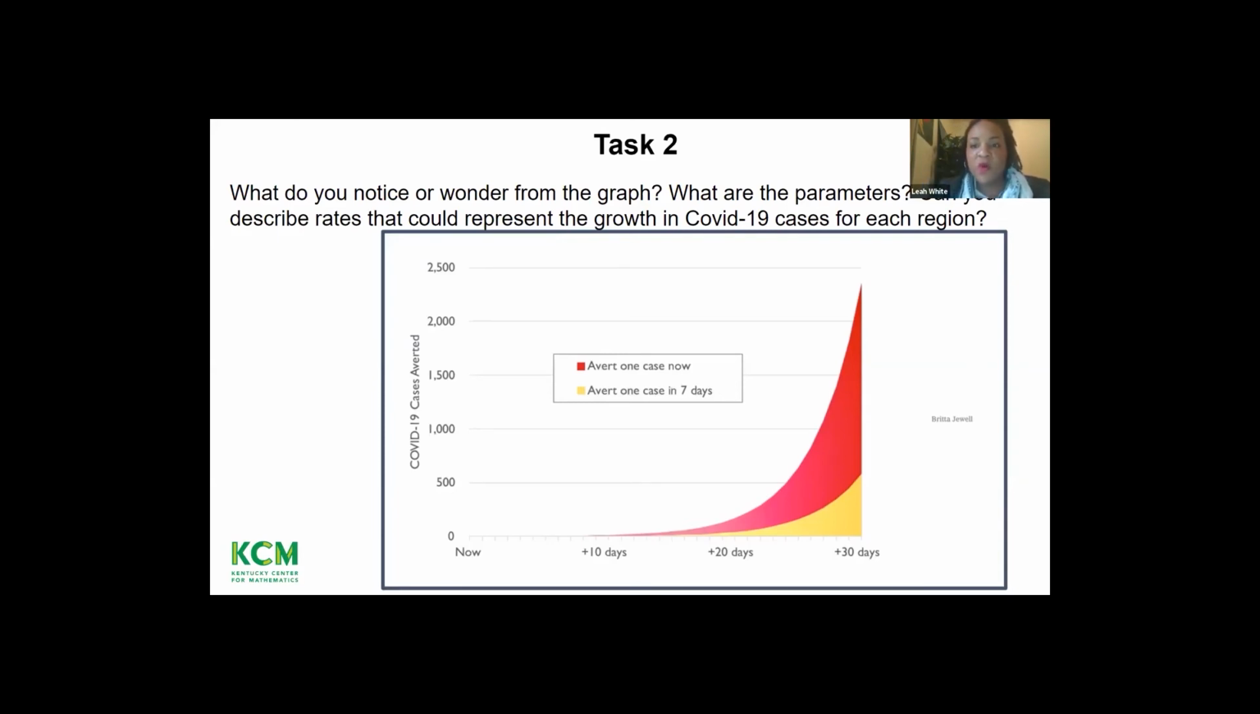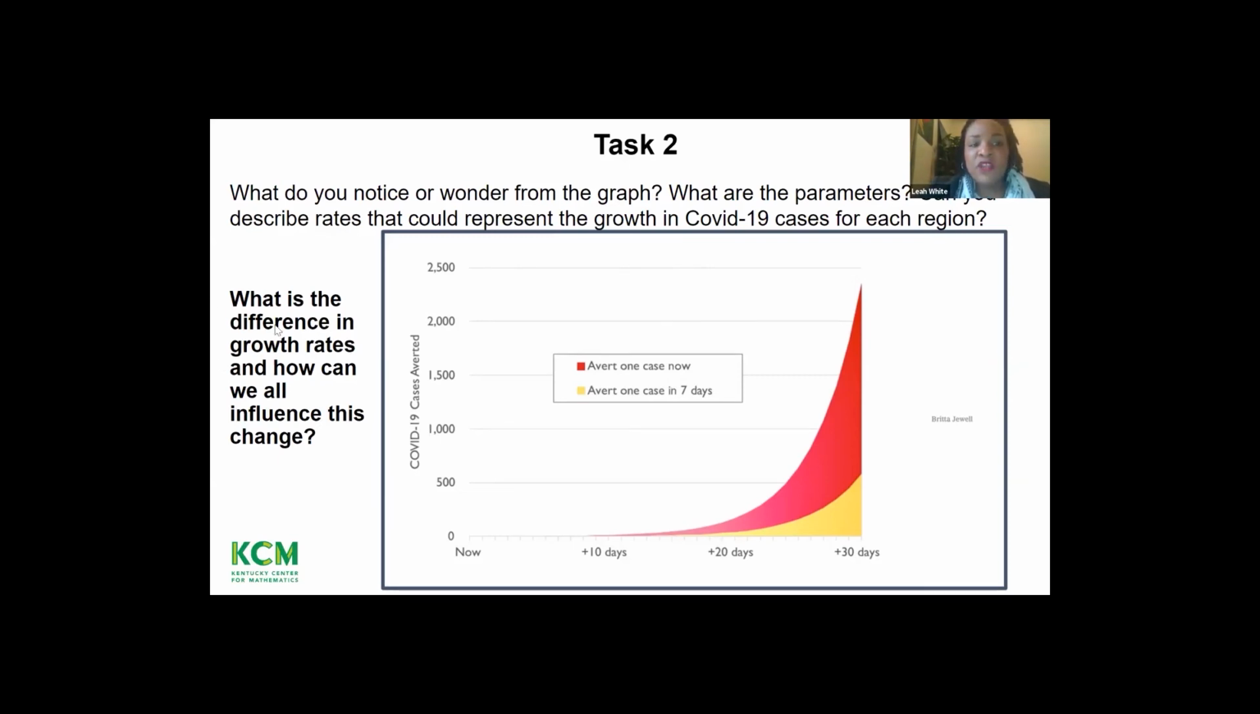That would get them, once again, developing that conceptual understanding of growth rate. And then asking them to describe rates that could represent the growth in each of these colored regions. The idea is that if we could avert one case now, that will slow our growth later. And that's really why we are in this social distancing, right? This was the powerful data that was needed to convey to our leaders that we needed to distance ourselves to keep this disease from spreading.